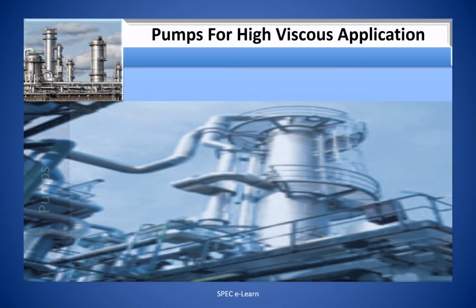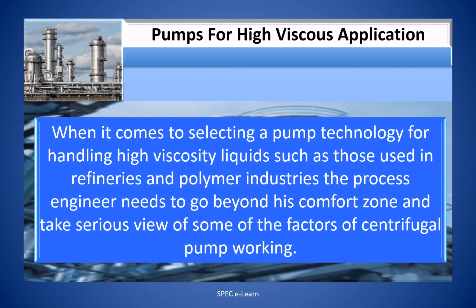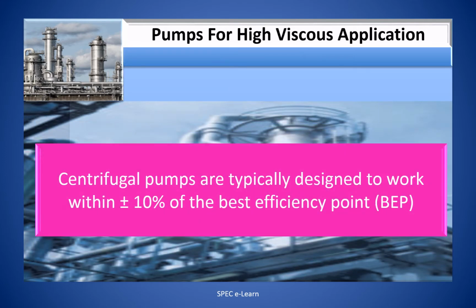When it comes to selecting a pump technology for handling high viscosity liquids such as those used in refineries and polymer industries, the process engineer needs to go beyond his comfort zone and take a serious view of some of the factors of centrifugal pump working. Centrifugal pumps are typically designed to work within plus or minus 10% of best efficiency point, BEP.